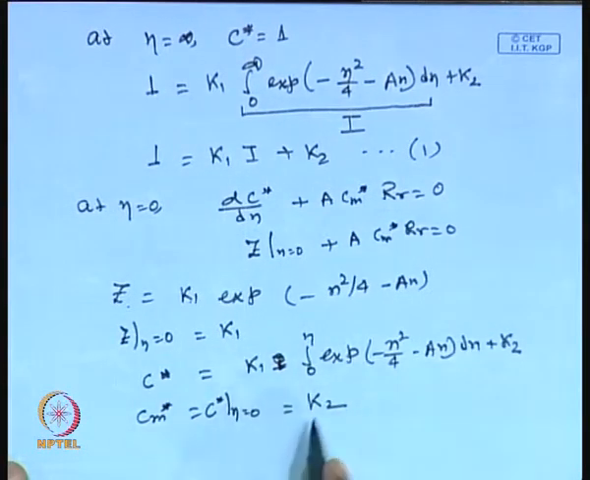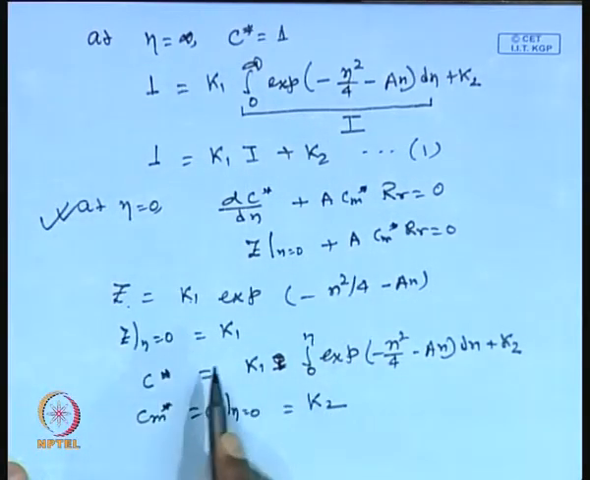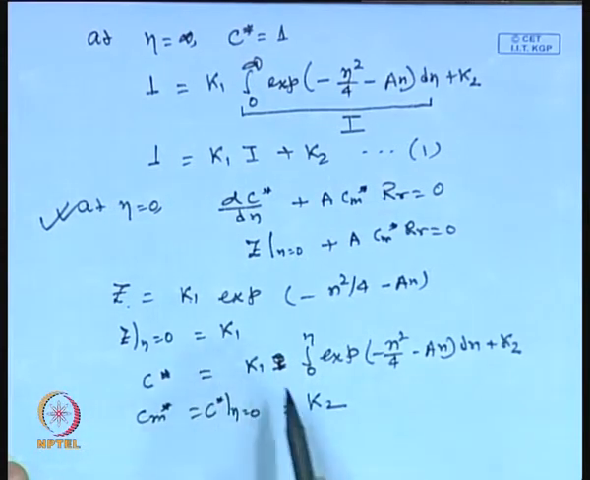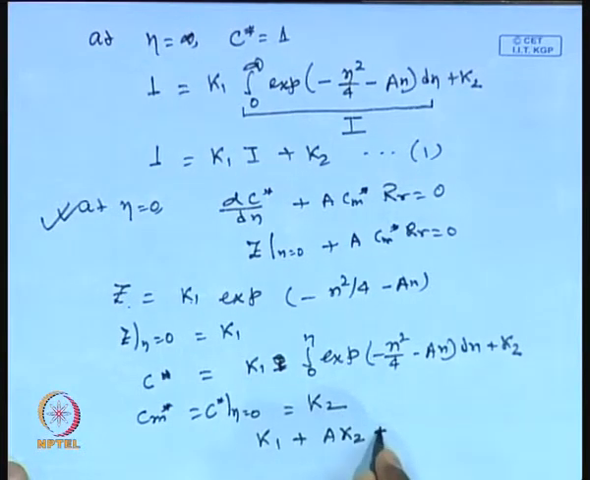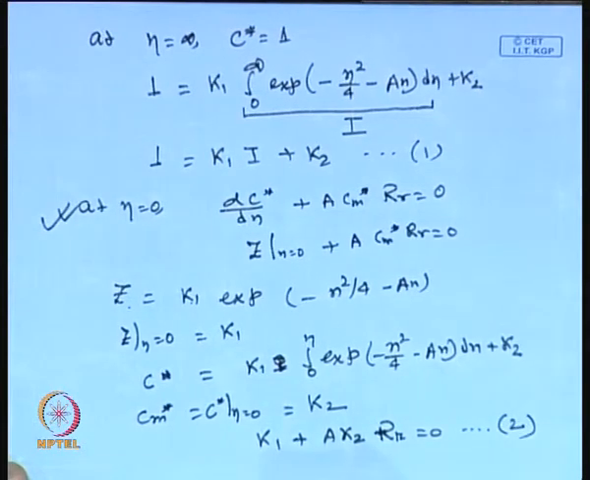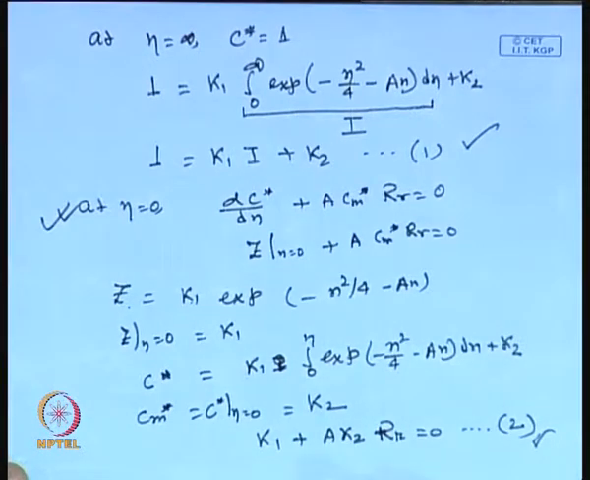Okay. So, once you get that, then you can write the boundary condition at eta equal to 0: dc star d eta at eta equal to 0 is nothing but k1. So, this will be k1 plus a, cm star will be nothing but k2, rr equal to 0. So, you will be getting the second equation from the second boundary condition. Now, there are two equations and two unknowns, k1 and k2, to be evaluated. Once these two constants are evaluated, then you will get the full concentration profile within the mass transfer boundary layer. Now, in the next slide, we will be doing the derivation of k1 and k2 from these two equations.